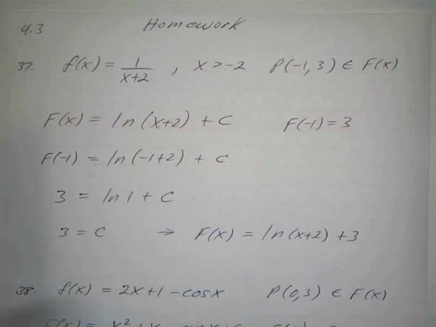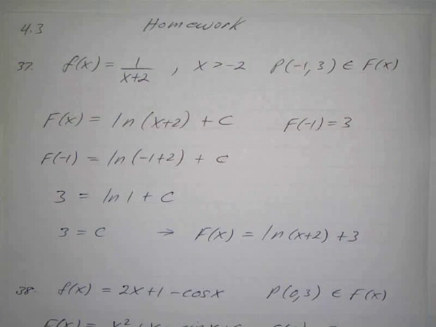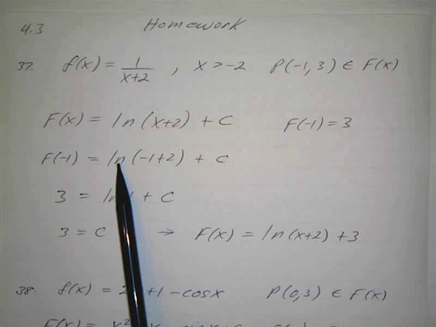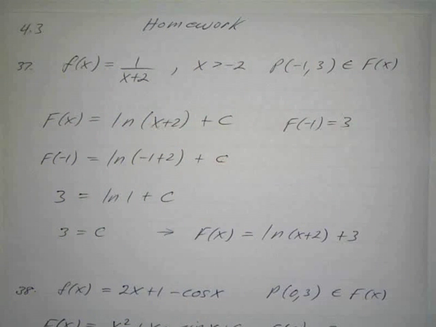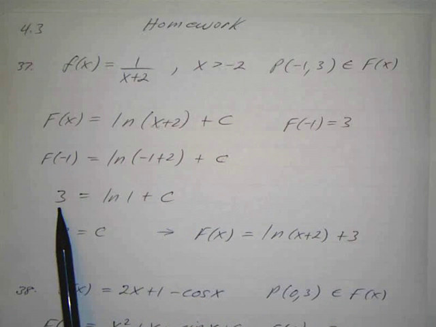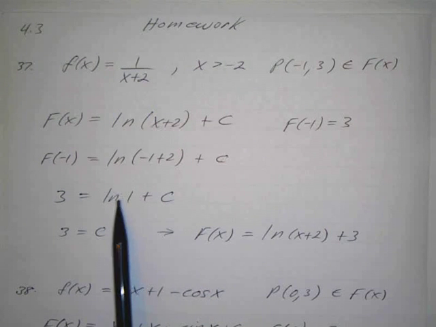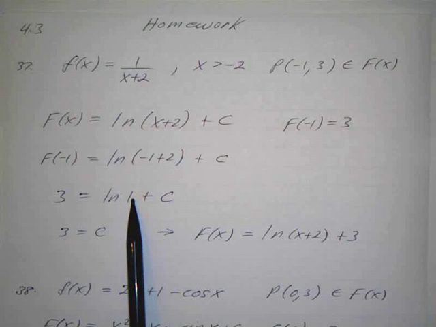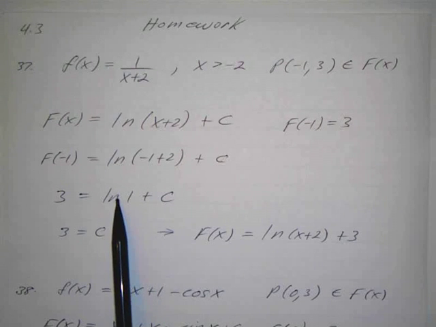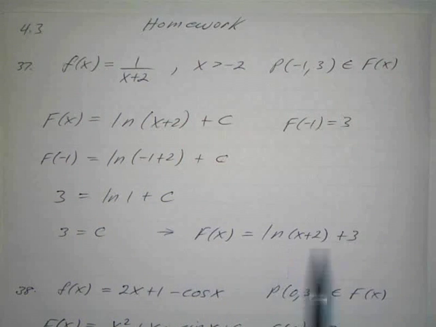So that was my antiderivative in the general form, but I do have a point, so I can find a particular solution. So I'll put F of negative 1 equals the natural log of, instead of writing x, I write negative 1 plus 2, plus c. And 2 minus 1 is 1, and F of negative 1 is 3, so I can put the 3 there. And the natural log of 1: e raised to what power is 1? Remember, that's base e. E raised to what power is 1? Well, 0. E to the 0 is 1, so this is going to be 0. So 3 equals c. That implies that F of x equals the natural log of x plus 2 plus c, which is plus 3. So there you go. All right, and the last one, number 38.